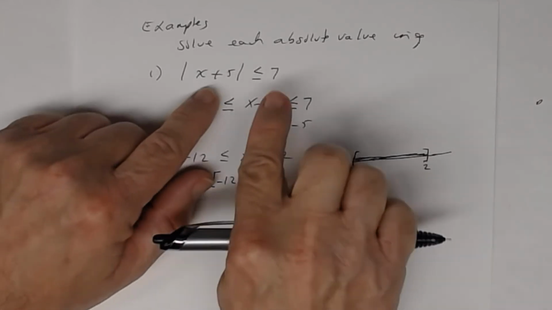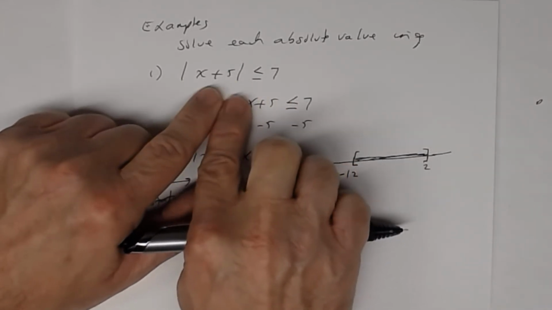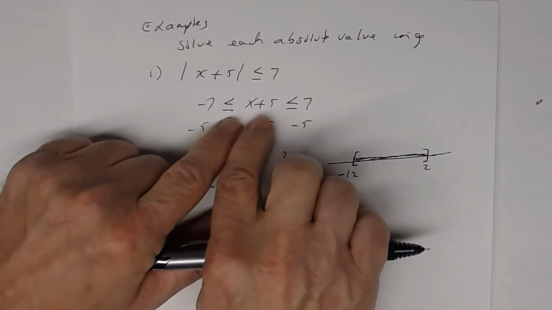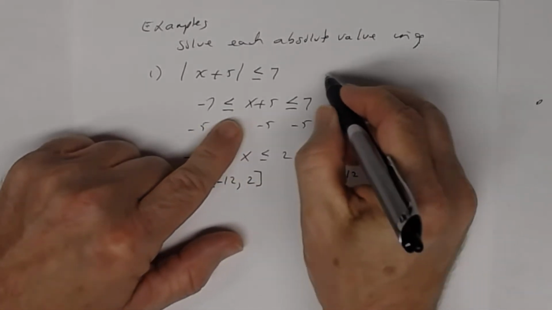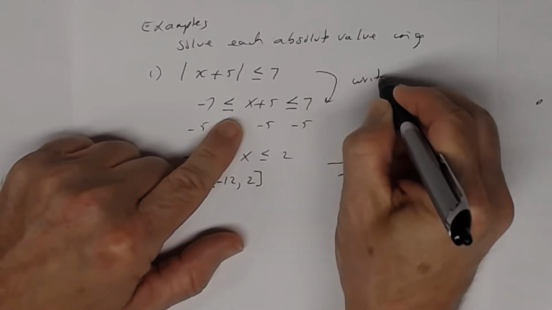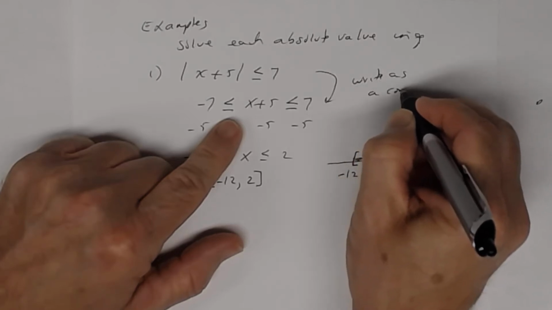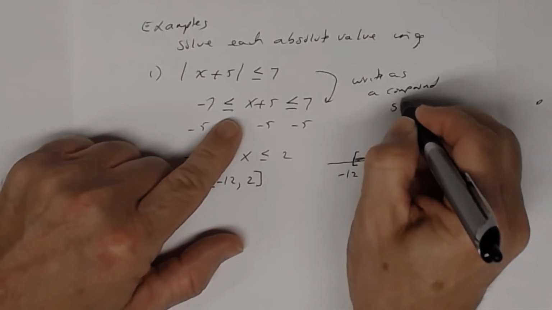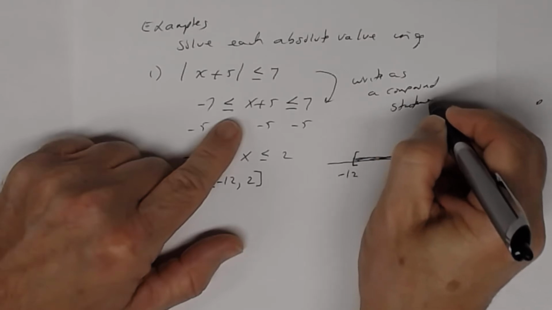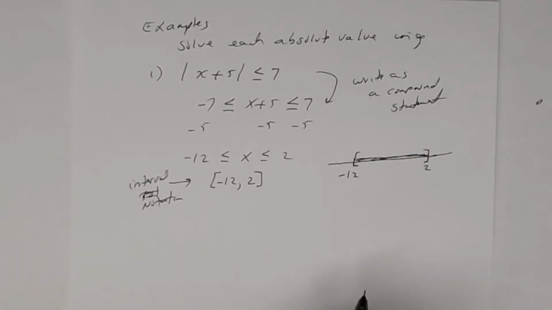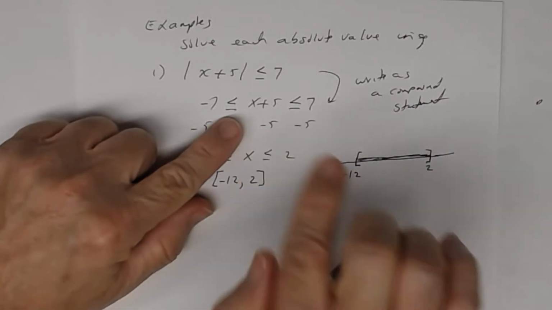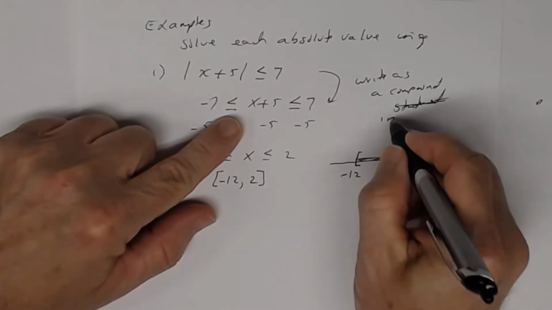All right, so that's how you're going to solve an absolute value less than. Whenever you have an absolute value less than, you're going to write it as a compound statement. Okay, compound inequality. All right, so let me write the word inequality instead. Inequality.